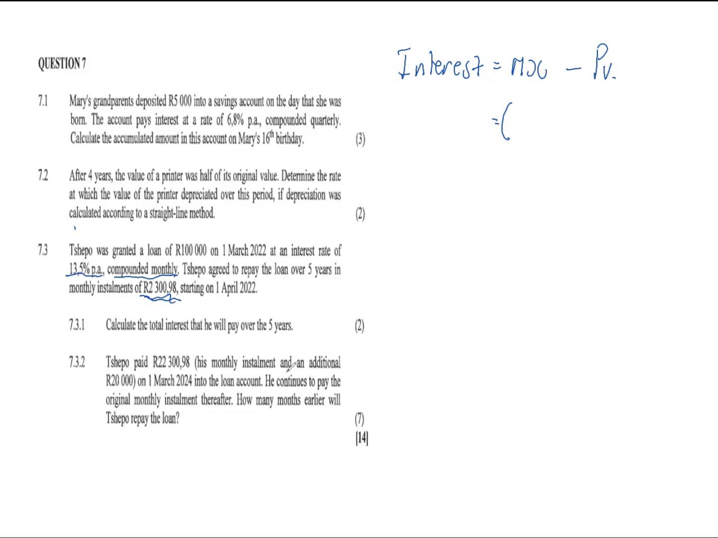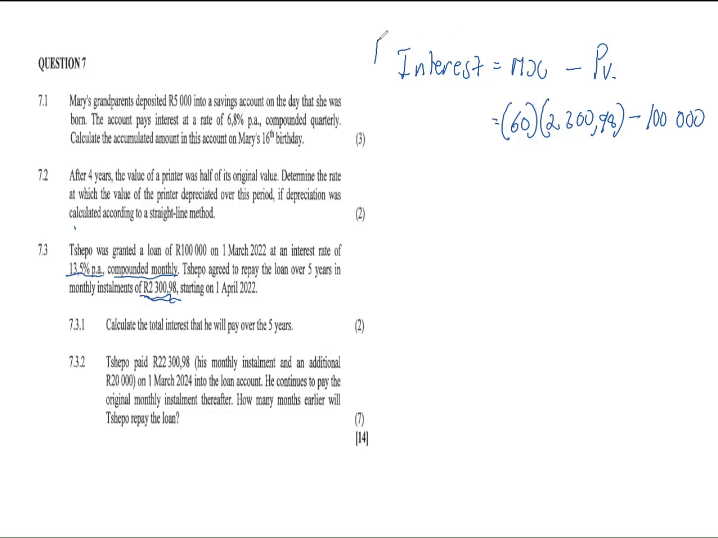Because remember, this 2,300.98 is being deposited on a monthly basis. So 5 years would have to be 60 months. Multiply that by the 2,300.98 minus the what? The present value of 100,000.